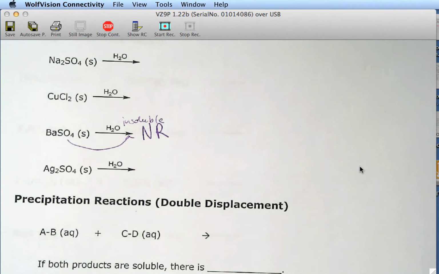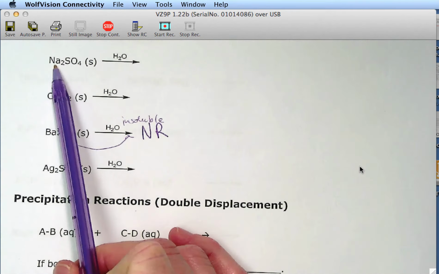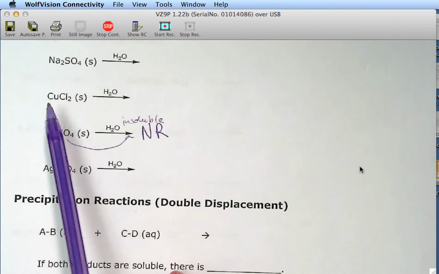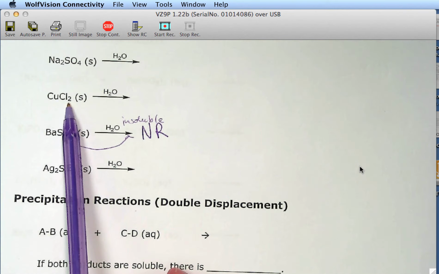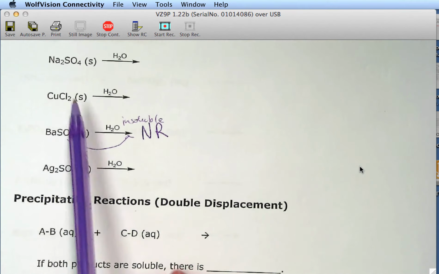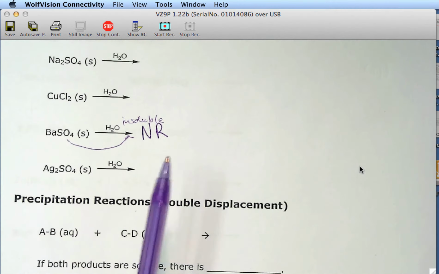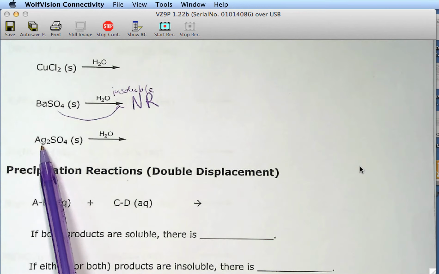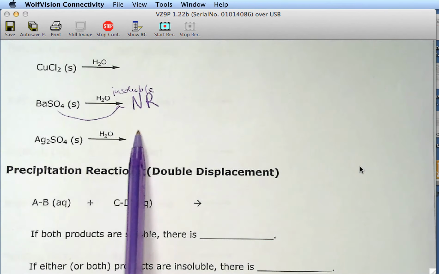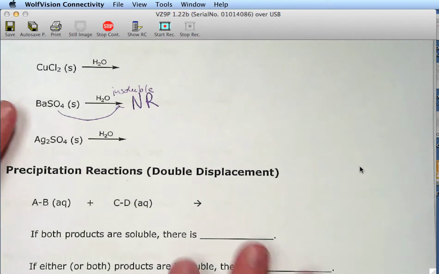The other 3, they're all going to be soluble. This is group 1. Sodium is group 1, so that makes it soluble. Remember the rule with chlorides, all chlorides are soluble except for Ag or Pb, so that's going to be soluble. This last one, all sulfates are soluble except for, what are the 3 again? Ba, Ba, Pb, Ca. So because of that, these are all soluble.